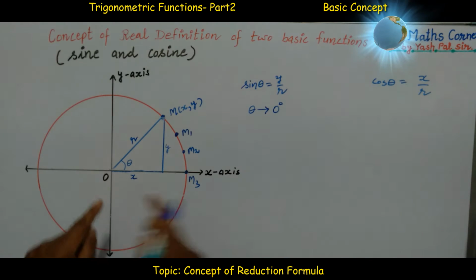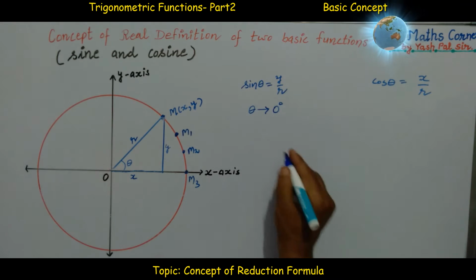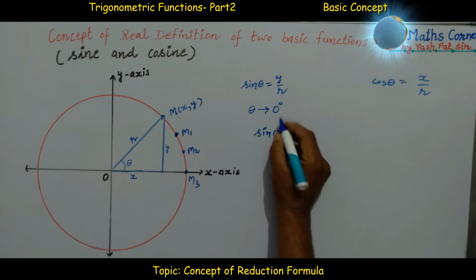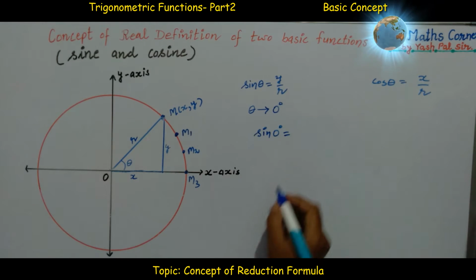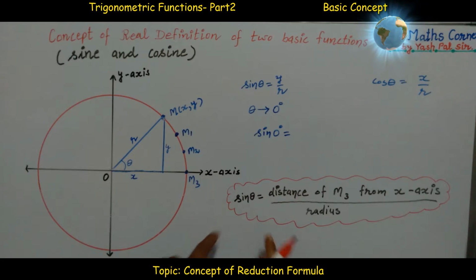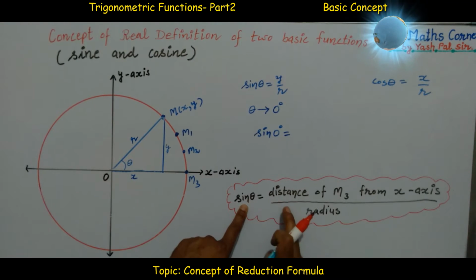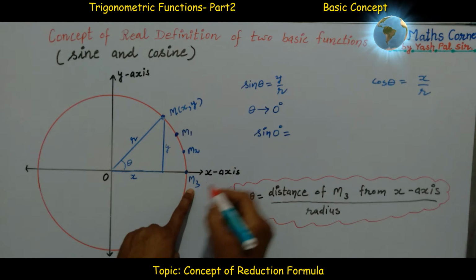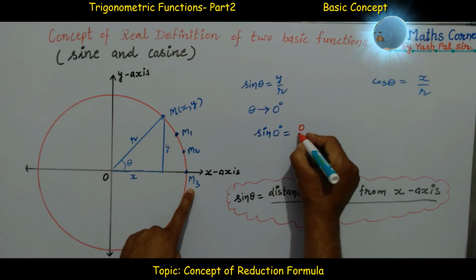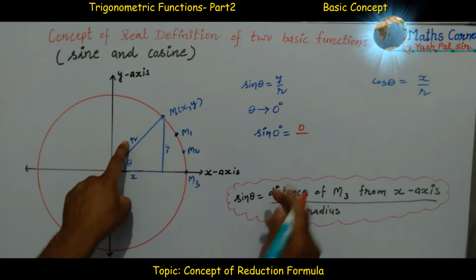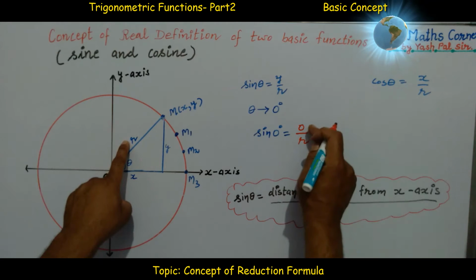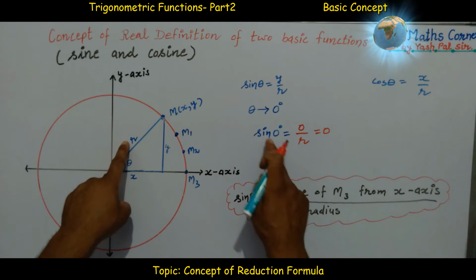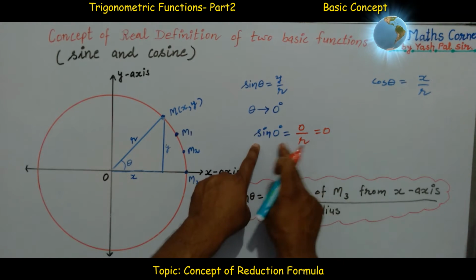Now what is this sine theta? Then sine theta is sine 0 degree. Using the real definition, sine theta is equal to the distance of this point M3 from the x-axis. What is the distance? This is 0, divide radius r, and sine 0 degree is equal to 0 upon r, that becomes 0. So that's why we say sine 0 is 0.